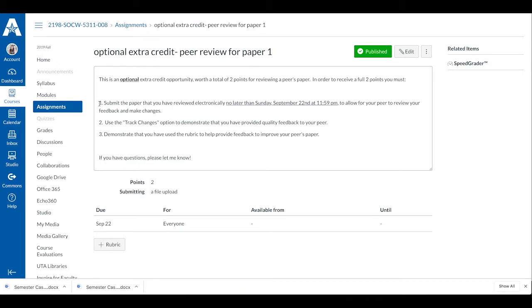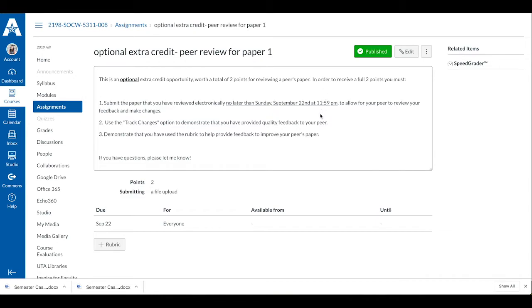and then submit that to me no later than Sunday. So this is a few days before the final paper is due to allow time for your peer to review your feedback and make changes. In order to get credit, you need to submit the paper. You need to use the track changes options to show that you've provided quality feedback to your peer, and also demonstrate that you've used the rubric to provide feedback to improve their paper.